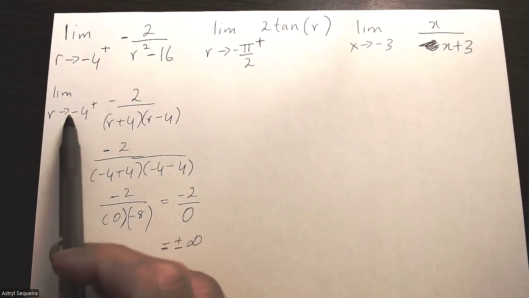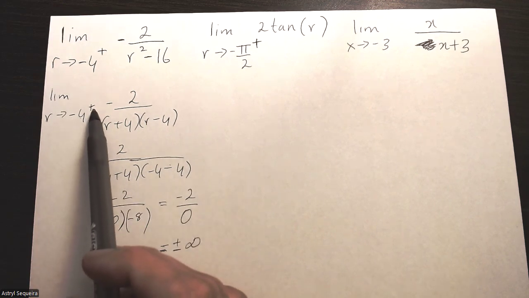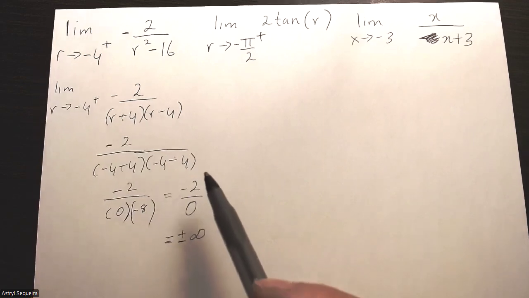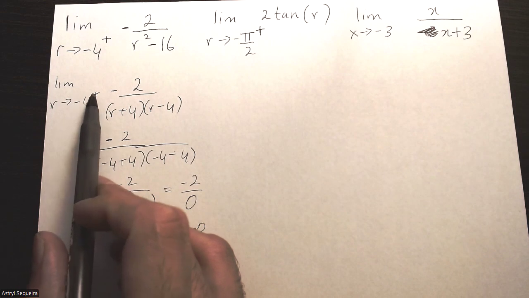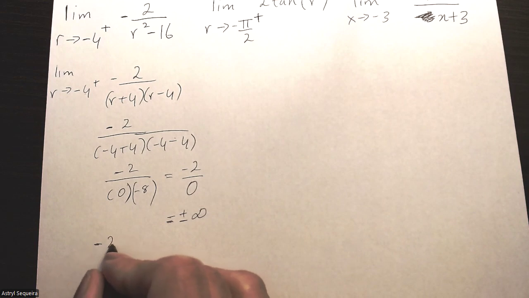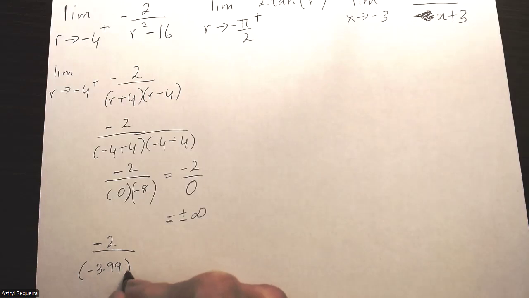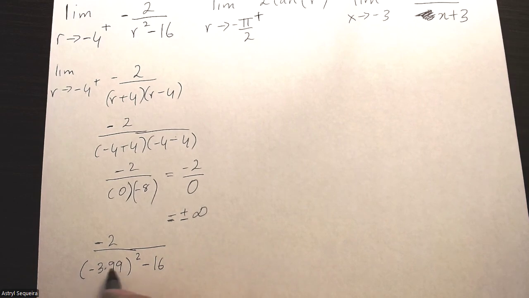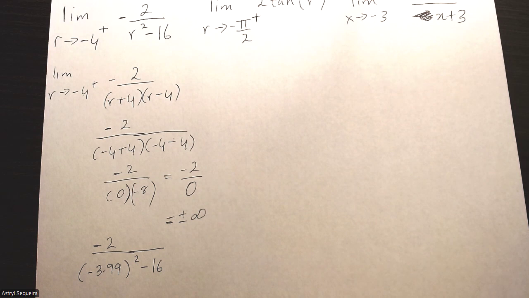So how do we know which one it's going to be, whether it's going to be positive or negative infinity when we're approaching -4 from the positive side? Well, if we have a calculator, what we can do is we can sub in a value slightly larger than -4 into our equation. So I'll just sub -3.99, which is a number that is slightly larger than -4, because from the positive side means pick a number that's slightly higher. And then I'll put this in my calculator.